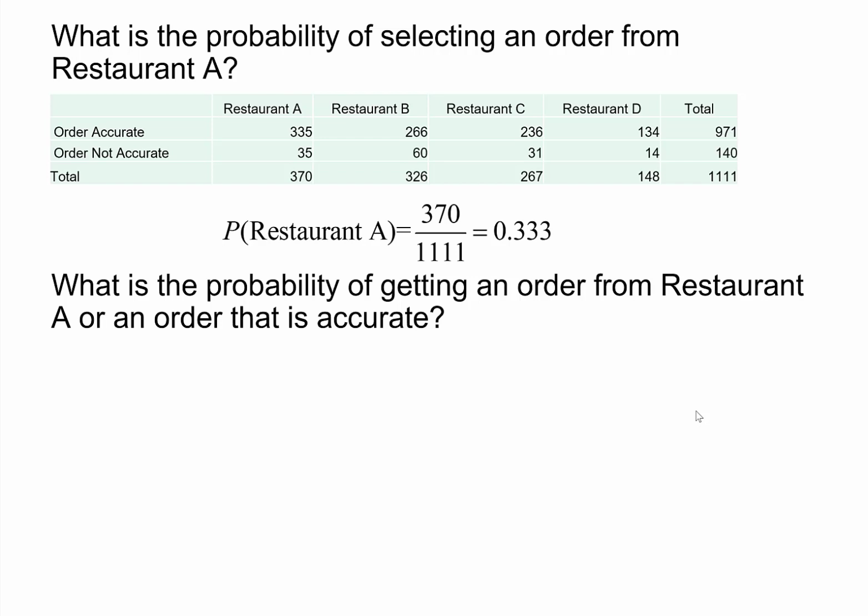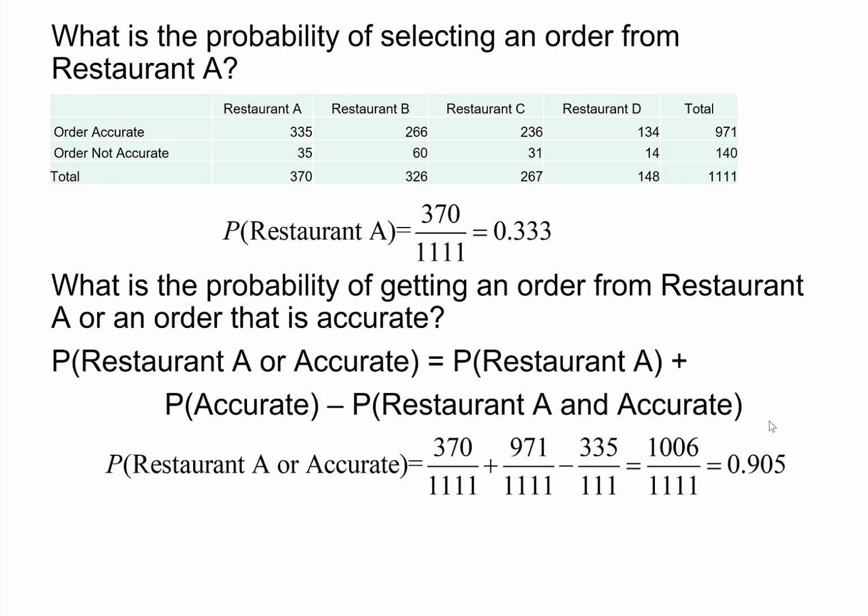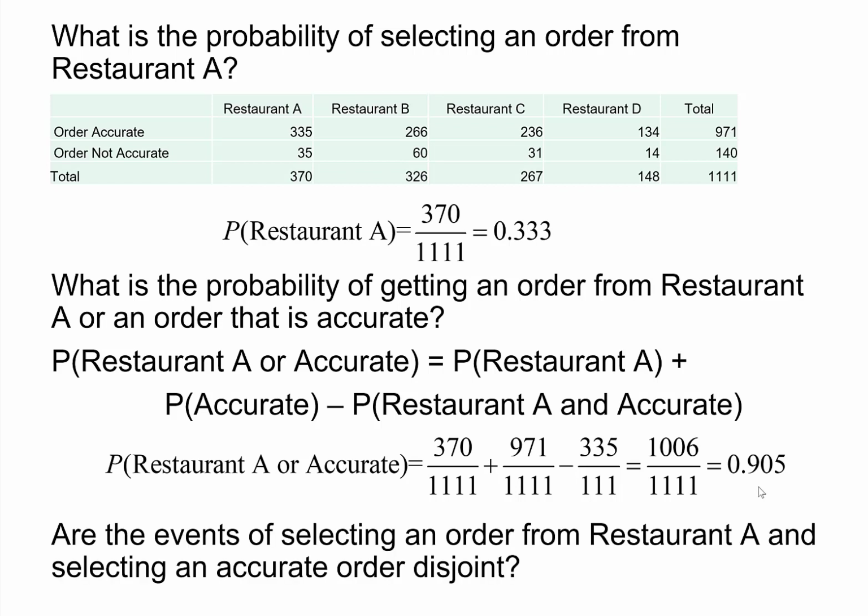What is the probability of getting an order from restaurant A or an order that is accurate? And now we can use our addition rule. So we'll use the probability of A or B, the probability of restaurant A or accurate: probability of restaurant A, which we just did here, plus the probability of accurate, which will be 971 over 1111, subtract the probability of restaurant A and accurate, which is 335 over 1111. And if you go ahead and simplify those, add them and subtract in the numerator and simplify, you get 0.905.